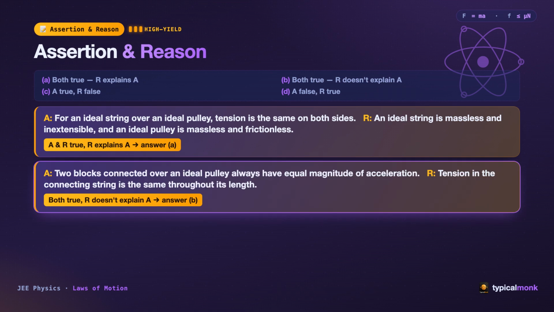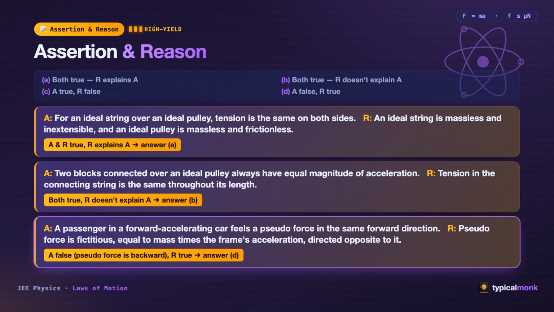Second one, assertion. 2 blocks connected by a string over an ideal pulley always have the same magnitude of acceleration. Reason, the tension in the connecting string is the same throughout its length. Both statements are true. But pause, does the reason explain the assertion? No. The equal acceleration comes from the string's fixed length, forcing both blocks to move the same distance in the same time. The uniform tension is a separate consequence of the string and pulley being ideal, not the cause of the equal acceleration. Both true, but the reason does not explain. Option B.